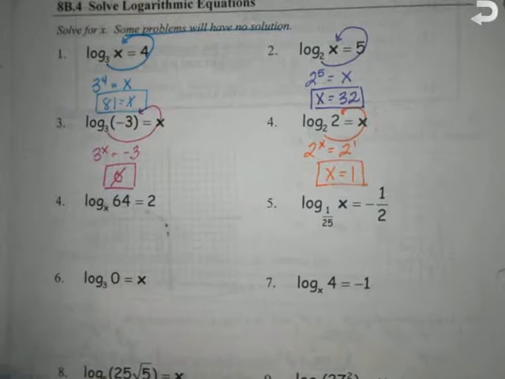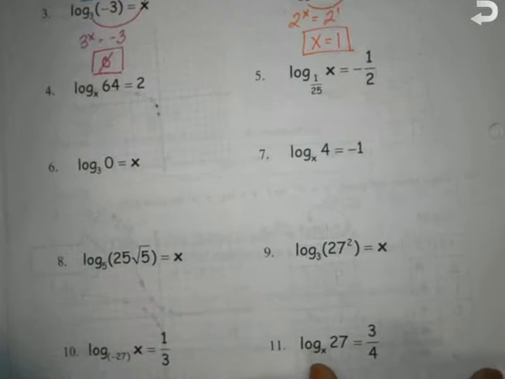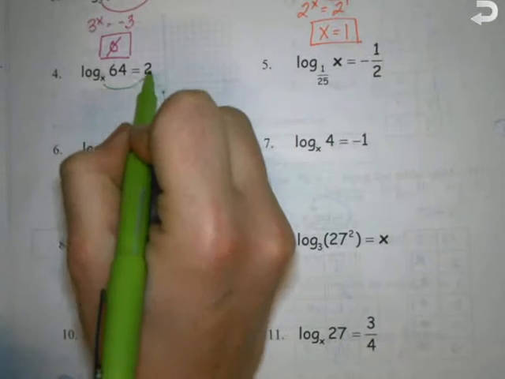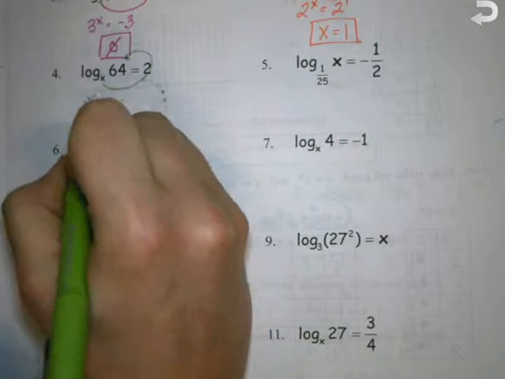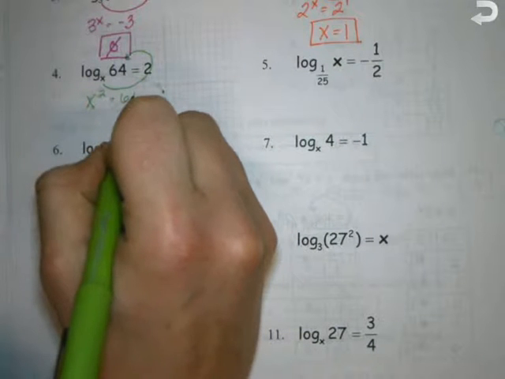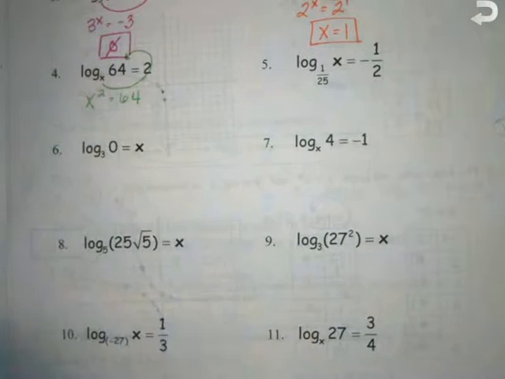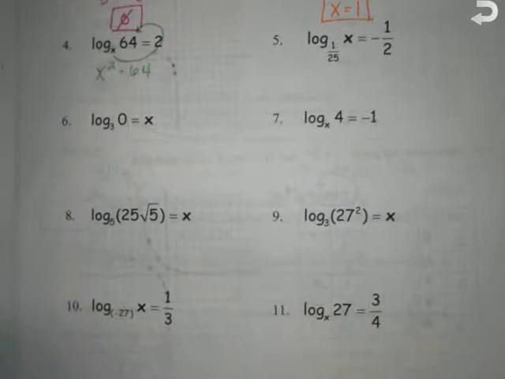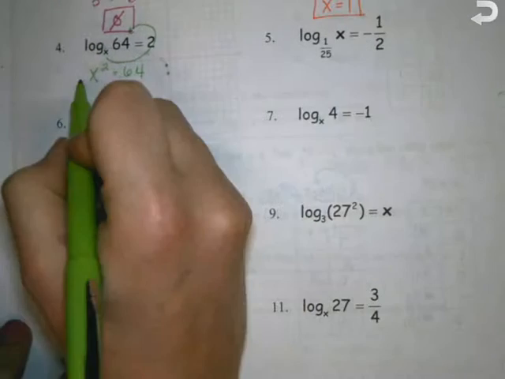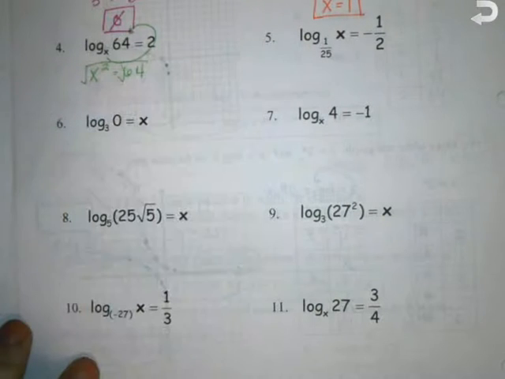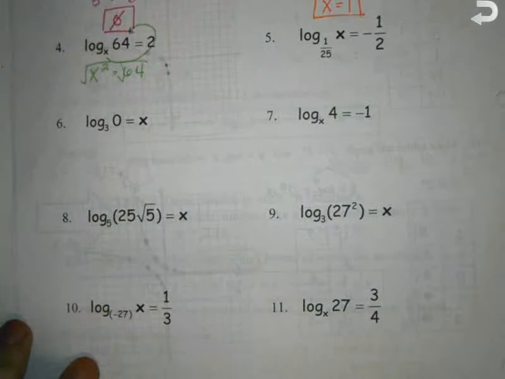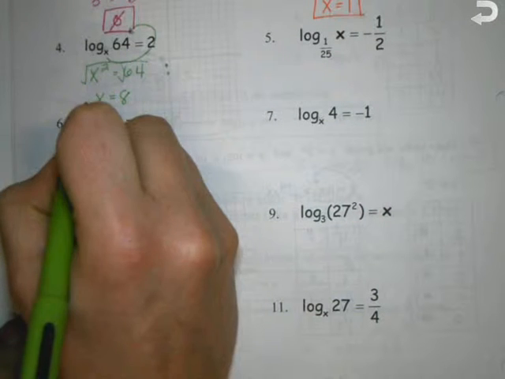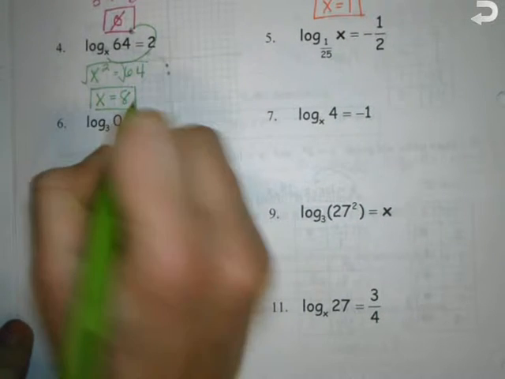Number 4. Log base x of 64 equals 2. So this is x to the second power equals 64. Okay, so how do I get rid of that square? Square root it. So x equals 8. Yep.